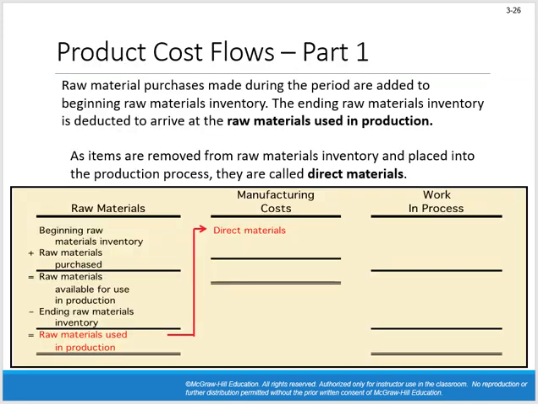So let's take a look at the cost flow. So if we're looking at our raw materials, we take our beginning raw materials, we add the raw materials purchased, and that gives us our total materials available for use. We subtract the ending raw materials, and therefore that gives us the raw materials used in production. Now, I know that seems like a lot of information. I get students to say, well, do I have to memorize that?